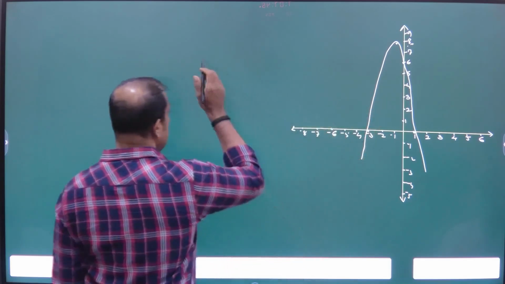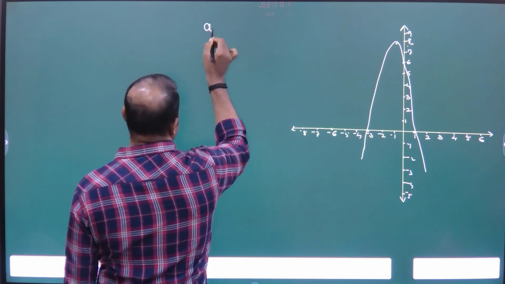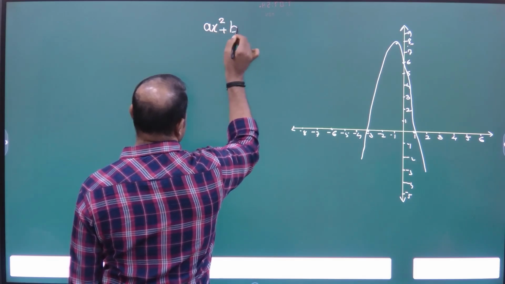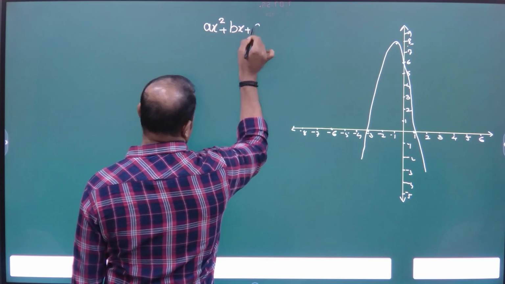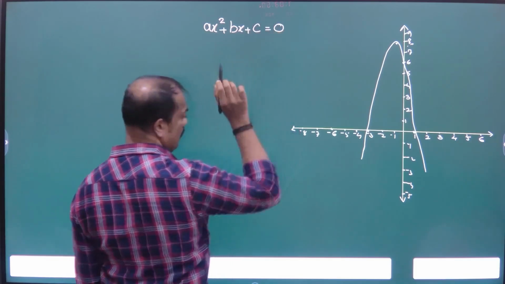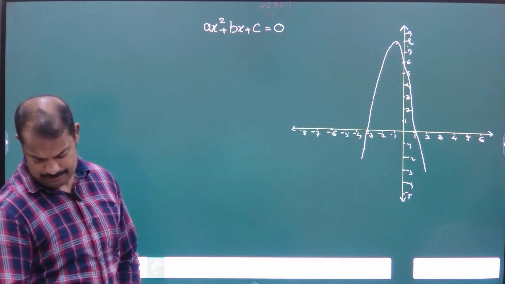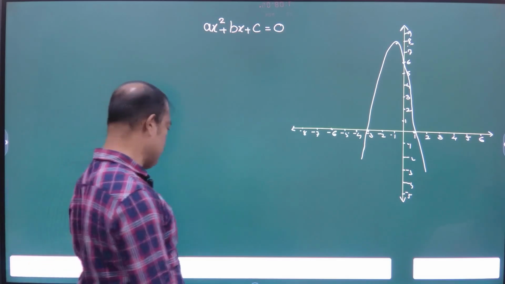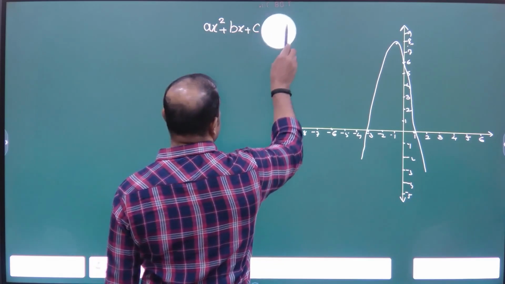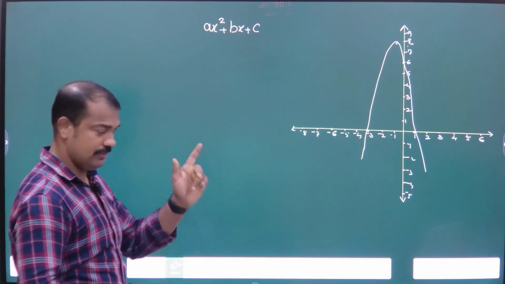What is the general formula of a quadratic equation or quadratic polynomial? ax square plus bx plus c equal to 0 is a quadratic equation. But they asked for a polynomial, so write the expression for the polynomial. We don't need equal to 0. This is a quadratic polynomial: ax square plus bx plus c.